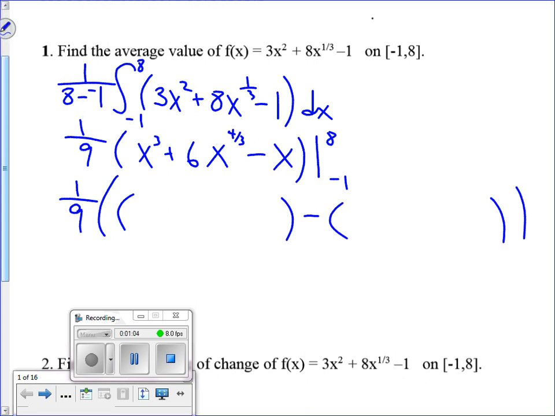So when we plug in the 8, 8 cubed is 512 plus, well, to figure out what 8 to the 4/3 is, you take the cube root of 8, which is 2, raise it to the 4th, 16. 16 times 6 is 96. So first we plug in the upper limit, which is 8.